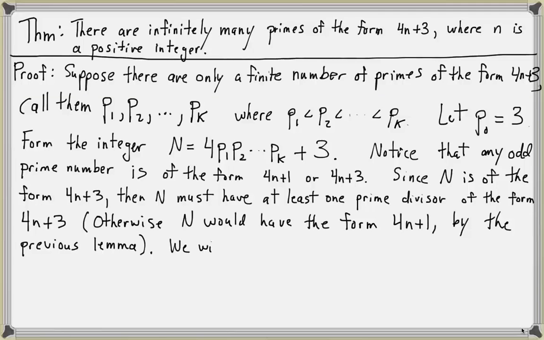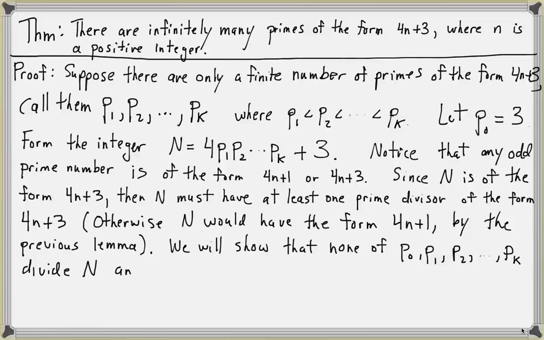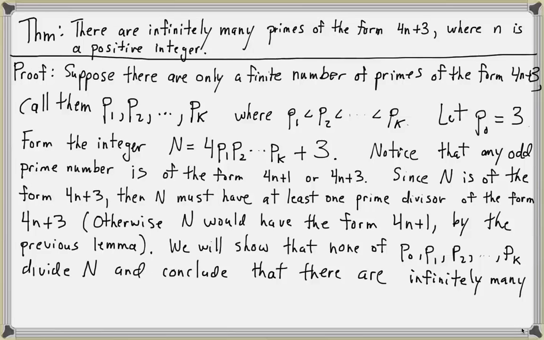So we will show that none of P0, P1, P2 through Pk divide capital N, and therefore conclude that there are an infinite number of primes of the form 4n plus 3. So we need to show that none of these prime numbers divides capital N, and then we'll be finished.